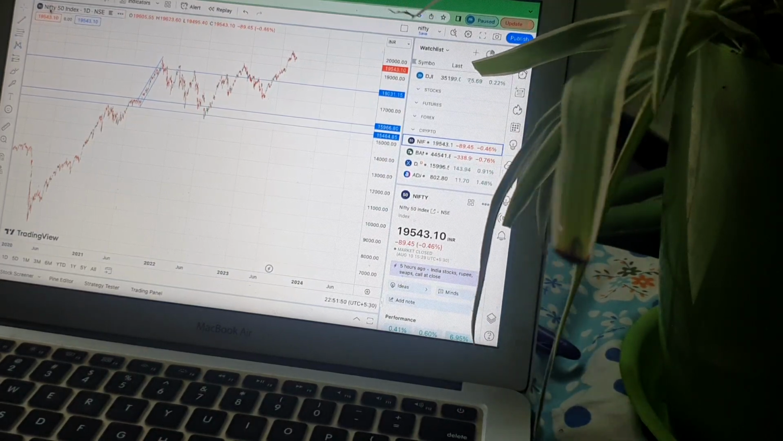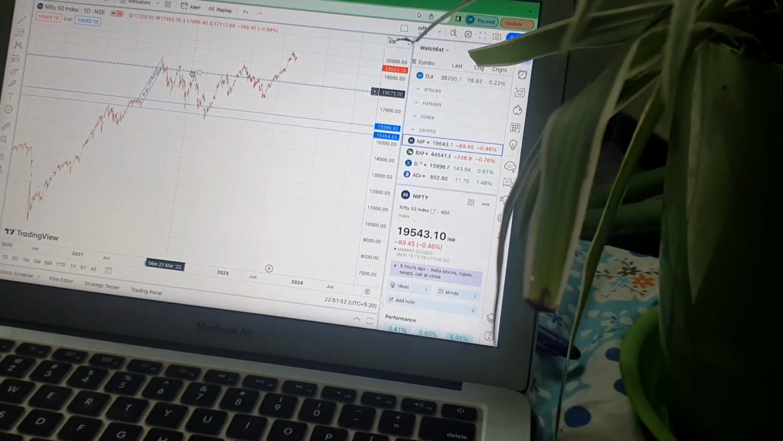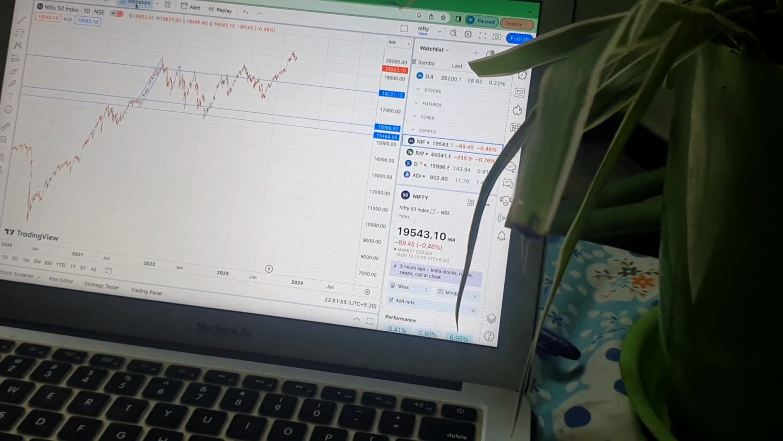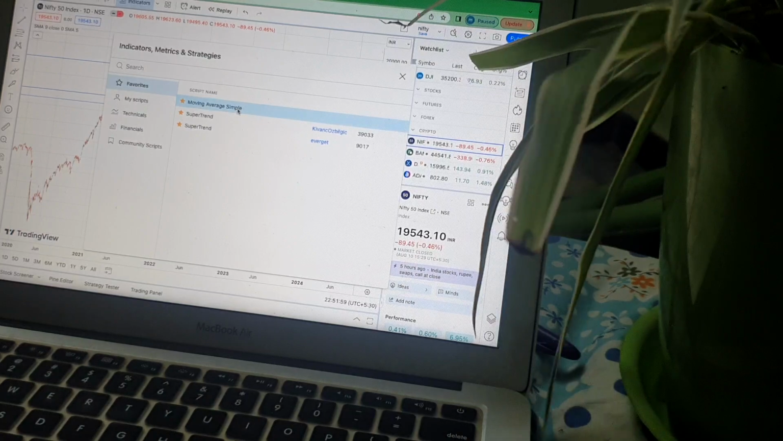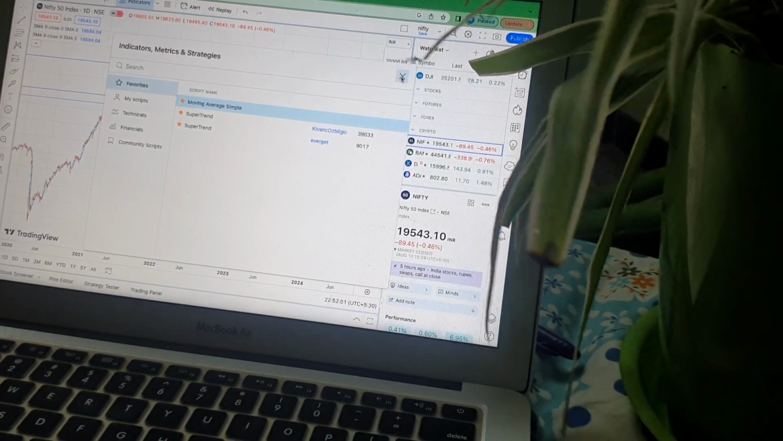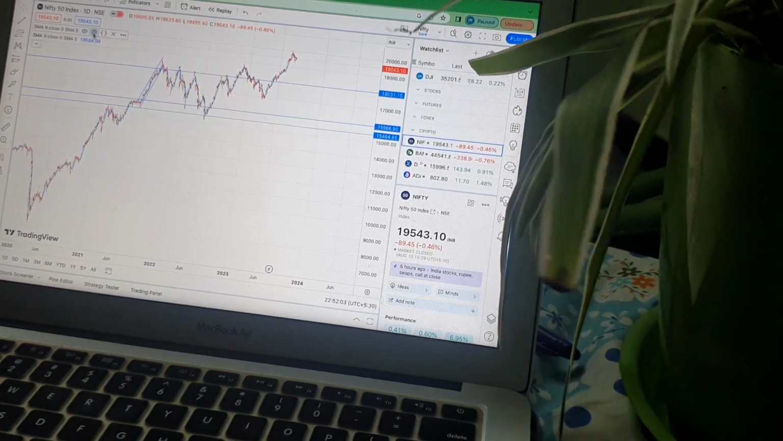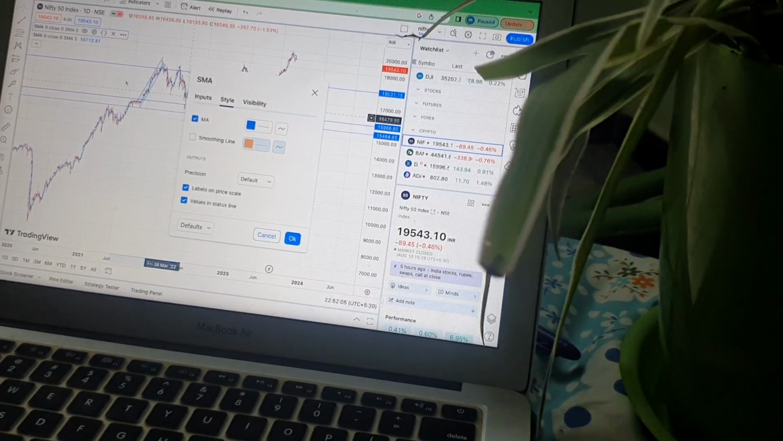I'm just looking at Nifty 50. You can select any sort of chart, it's up to you. I'm just going into indicators and selecting moving average twice. Just select moving average twice and click on the settings.